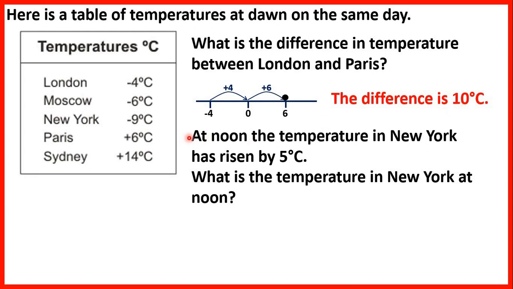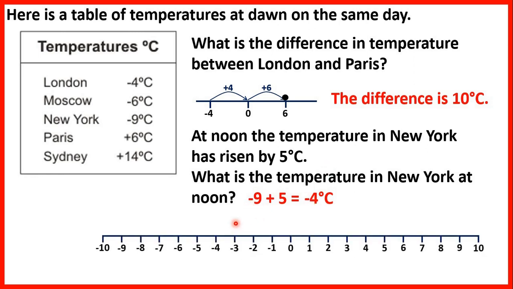At noon, the temperature in New York has risen by 5 degrees. What is the temperature in New York at noon? So New York, we can see, is at -9 degrees. And if it's risen by 5 degrees, we need to work out -9 plus 5. That gives us -4. Notice the answer is not -14, because -4 is a warmer temperature, so a temperature that's risen compared to -9. And to see why that is, let's look at a number line.